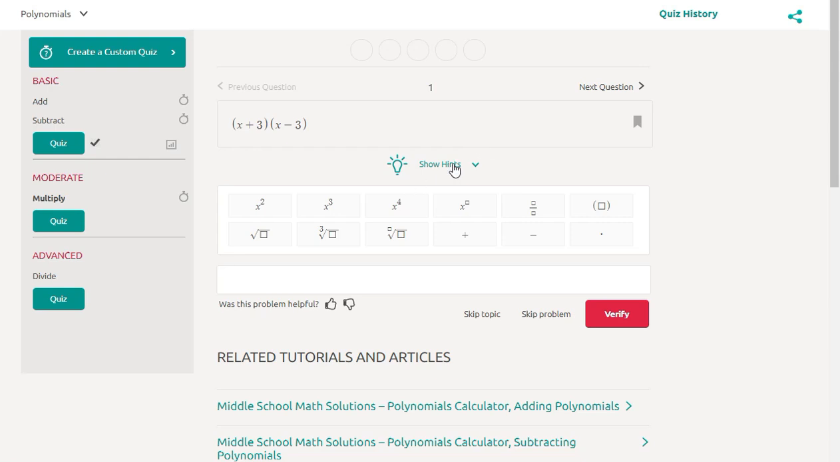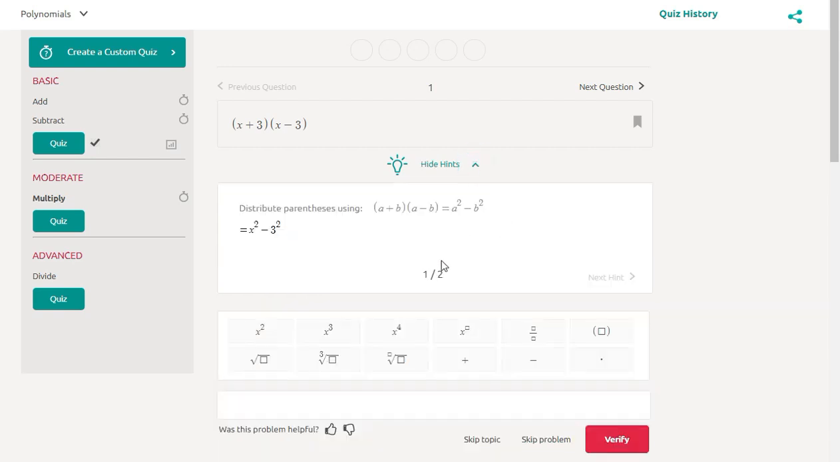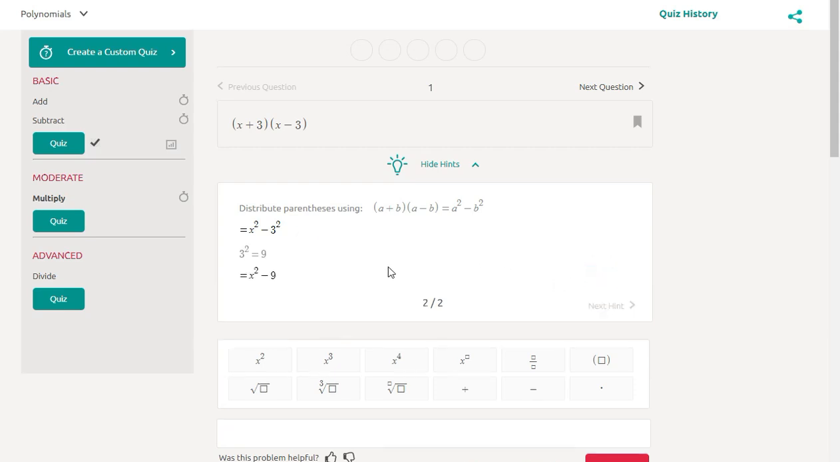Now, moving on to the multiplication of polynomials. For this case, I purposely chose this simple example as the beginning of this lecture in the video. So we have x plus 3 and x minus 3, two terms.